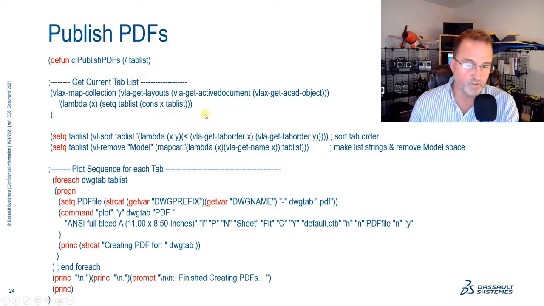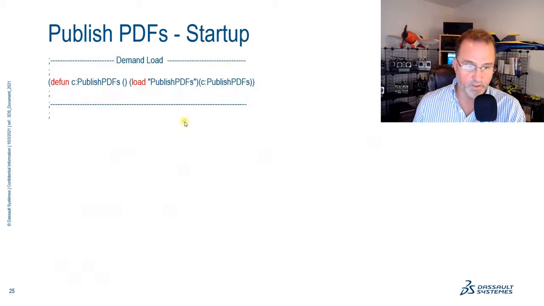Now, how do we make this work? Let's say you wanted to do something where every time someone went to save the drawing, you wanted to make sure you updated all those PDFs for all those tabs, and you wanted it to be automated. So I want to show you an example of how we make that work.